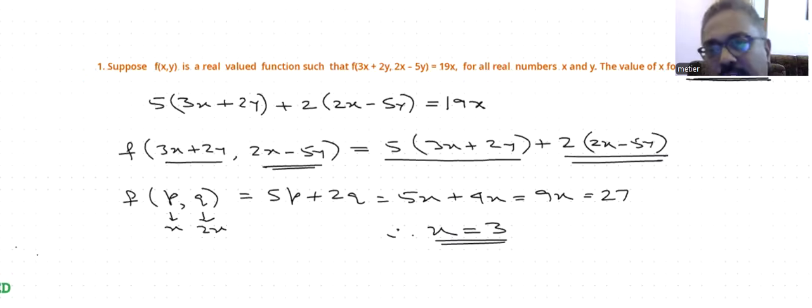So identifying the actual expression, that I already mentioned in technique 2, you have to get the correct expression. And here it is directly given. You need not think too much. Question number 2.